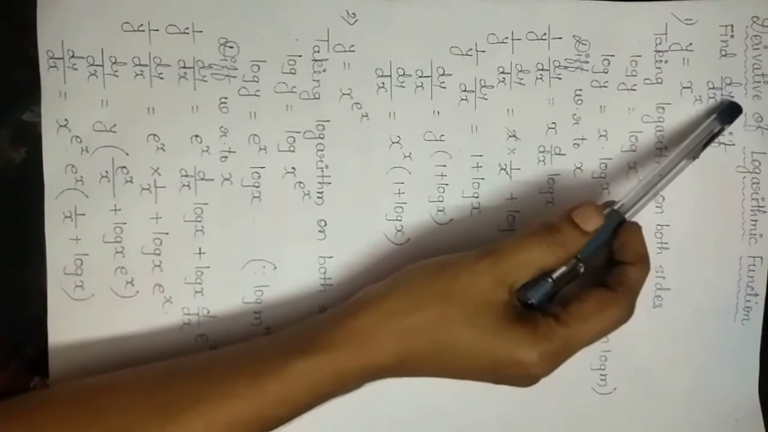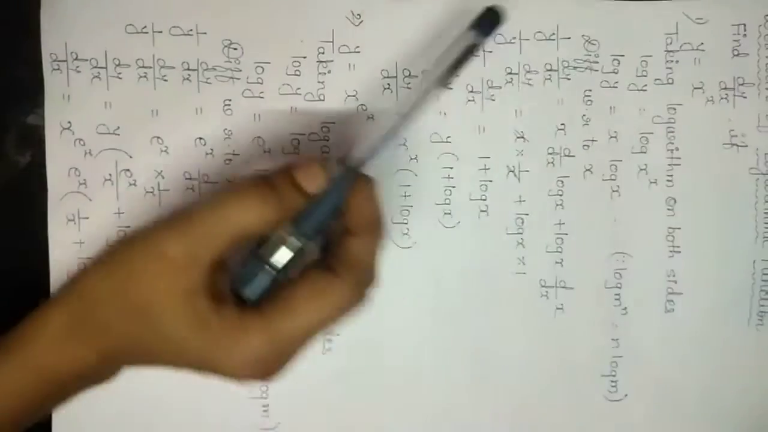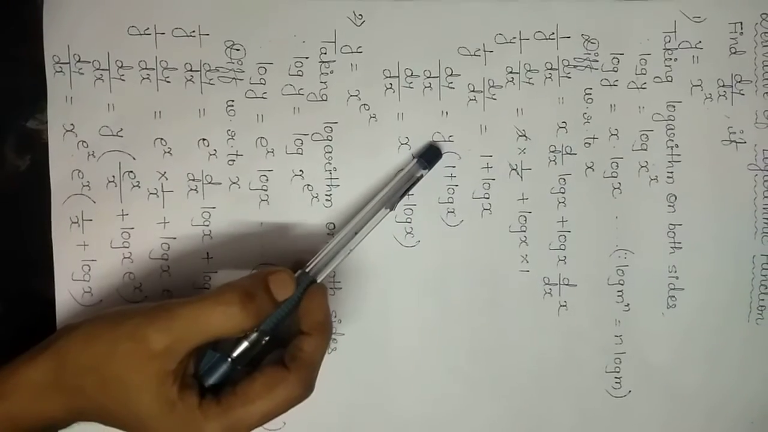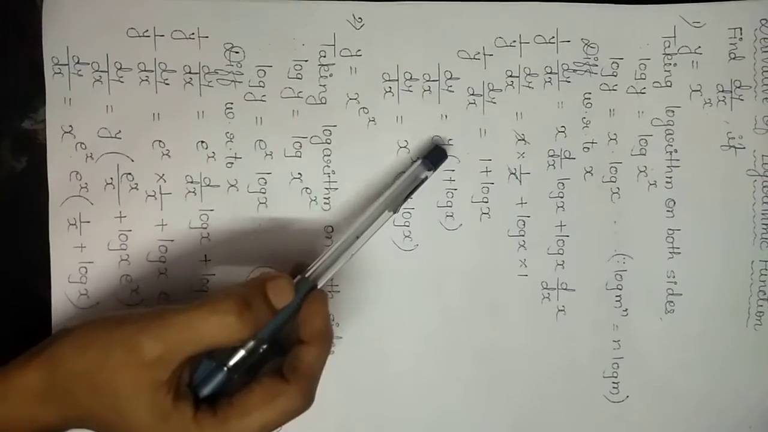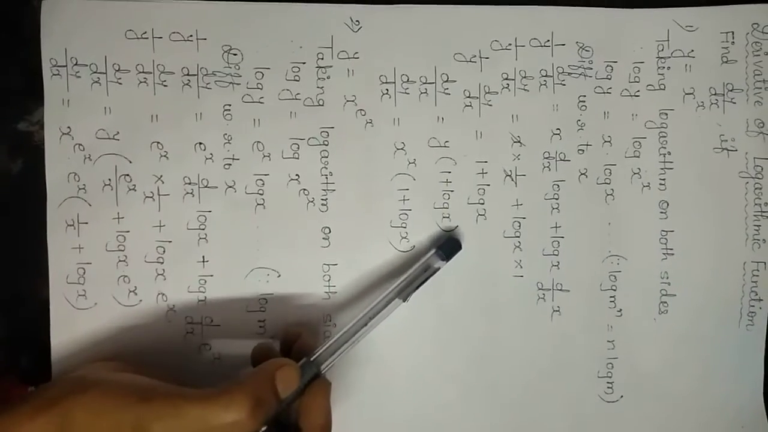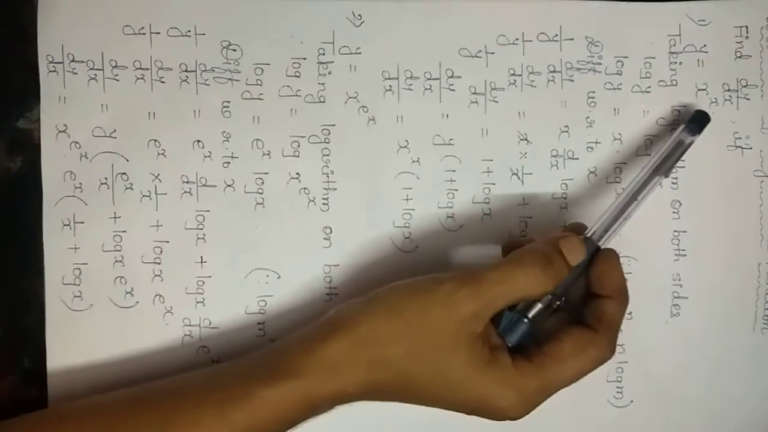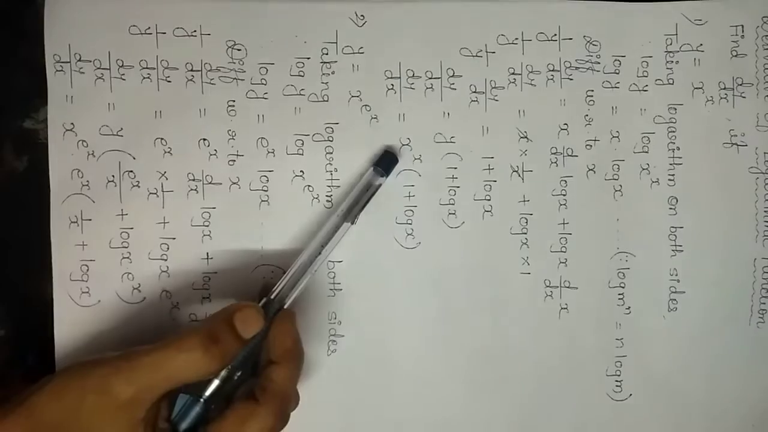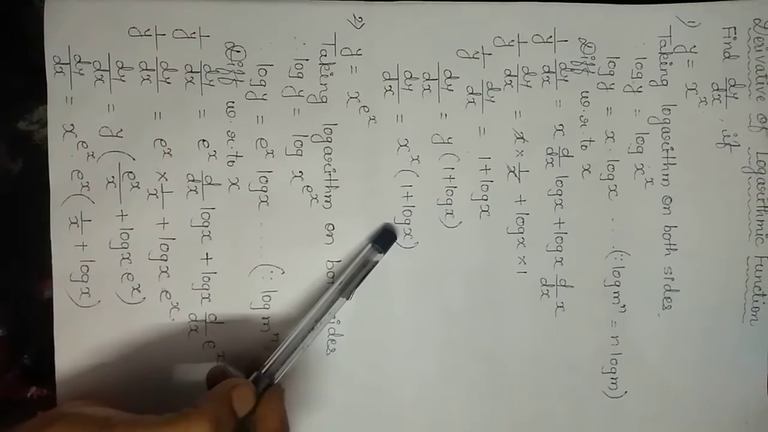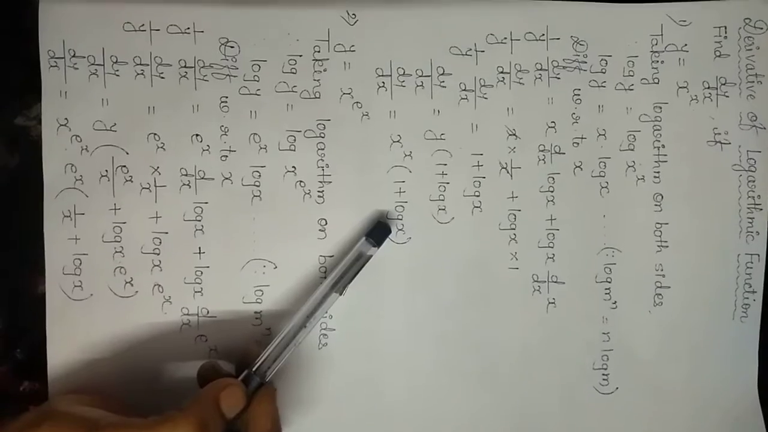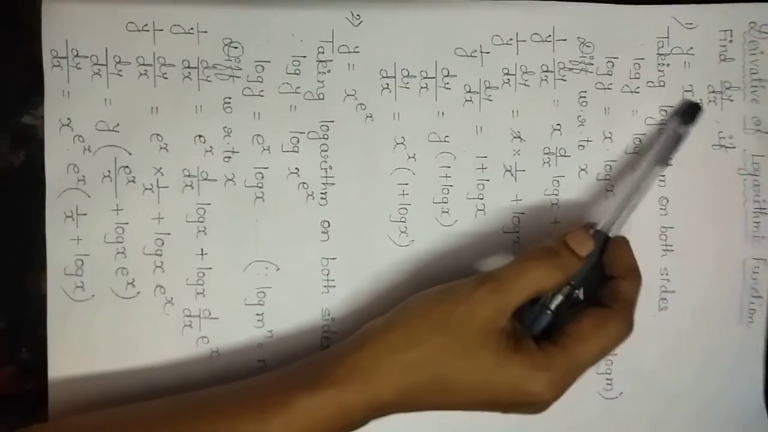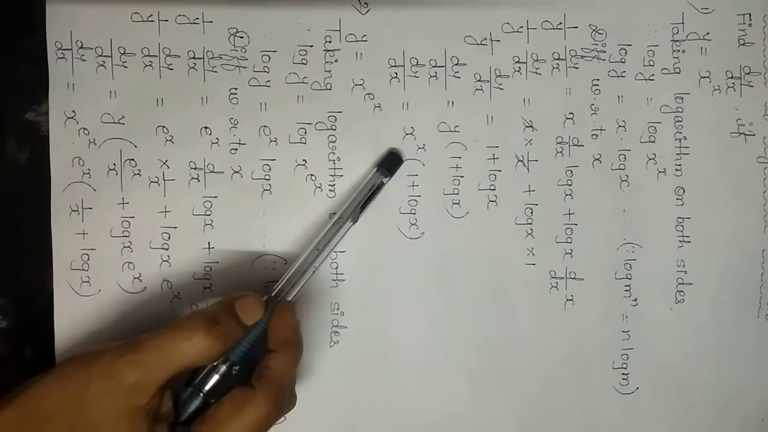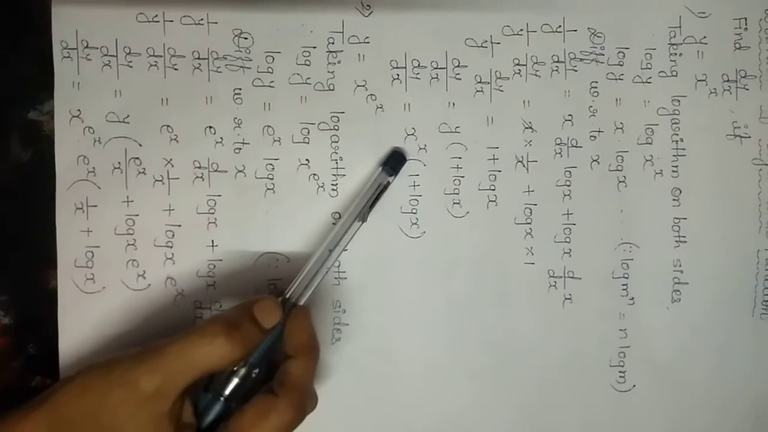But in the question it is given that find dy by dx. So we don't want this 1 upon y here. So shifting this y to the right hand side, we will get dy by dx is equal to y into 1 plus log x. And resubstituting the original value of y as x raised to x, we will get dy by dx is equal to x raised to x into 1 plus log x. So whenever we find derivative of a function of the type variable raised to variable, every time we will get y here and in place of that y we will substitute the original function.